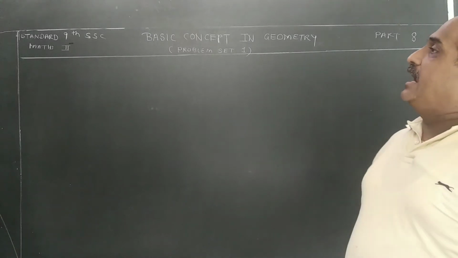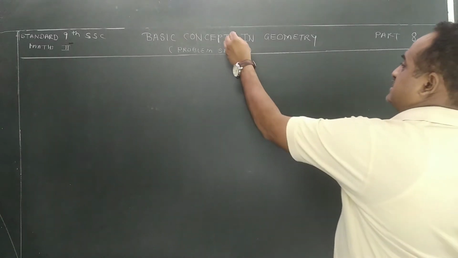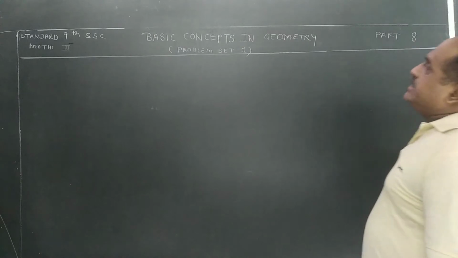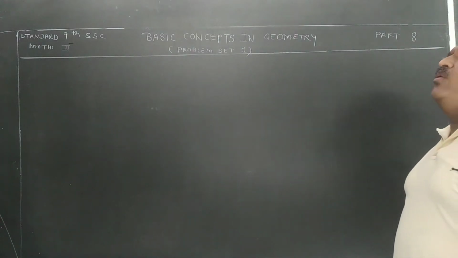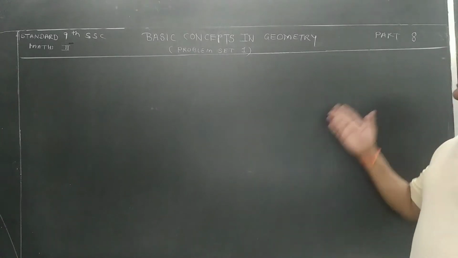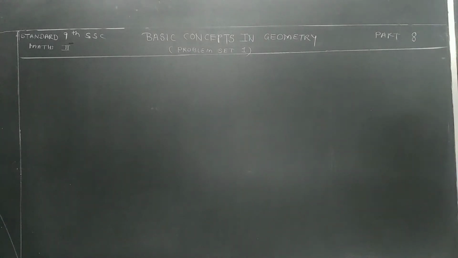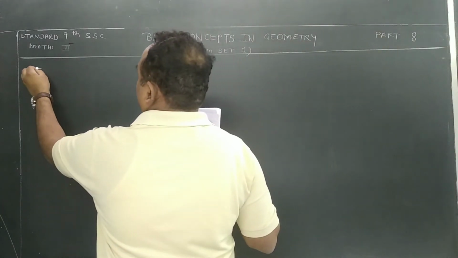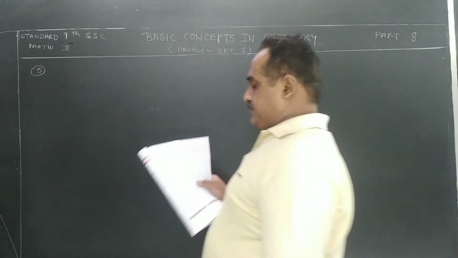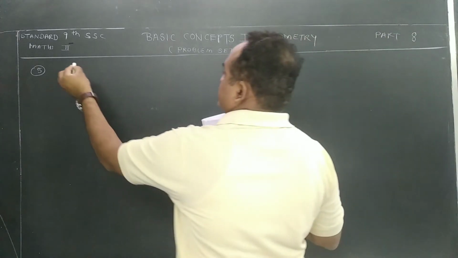Students, we are on the last topic of basic concepts in geometry. It is the 8th part. Today we are going to complete this section. With this part we will complete the chapter. We are on the problem set, and that is question number 5. Answer the following questions.